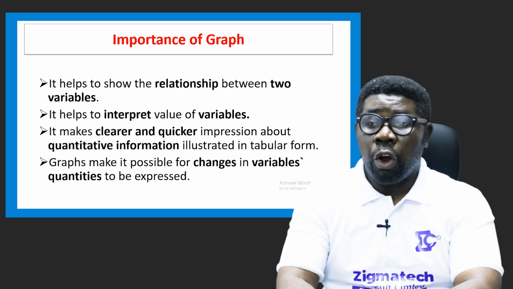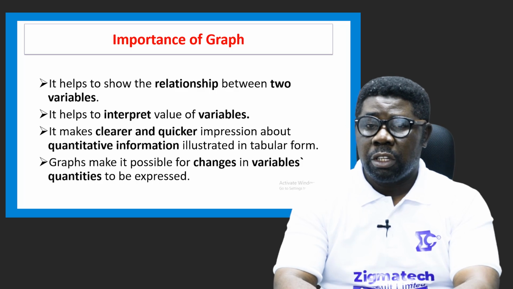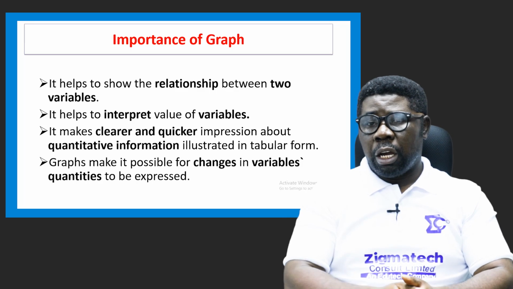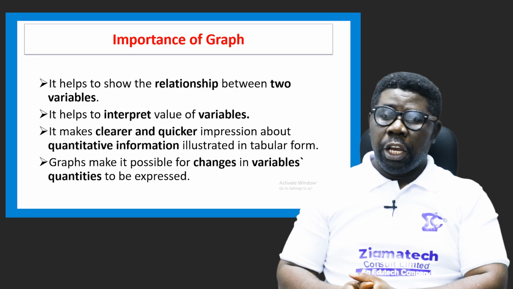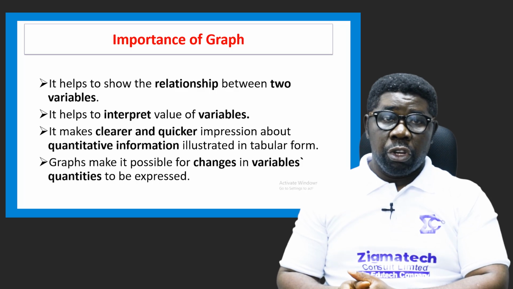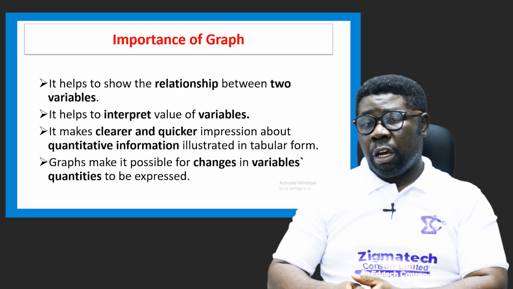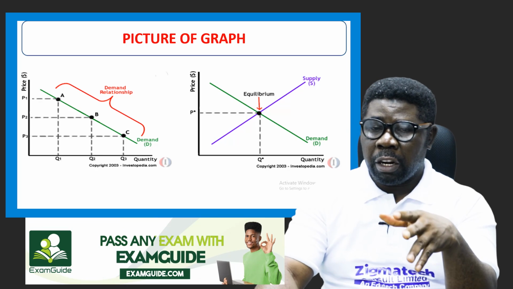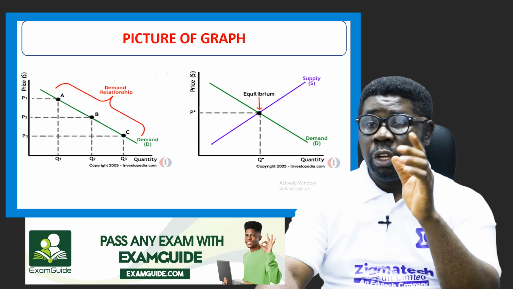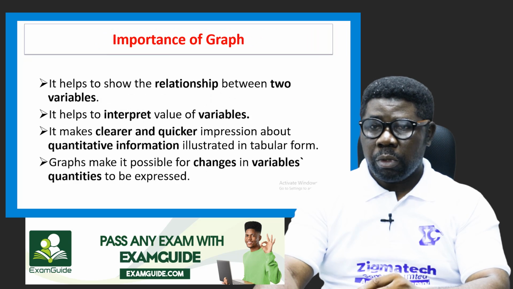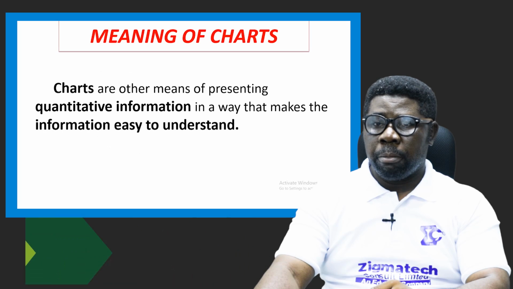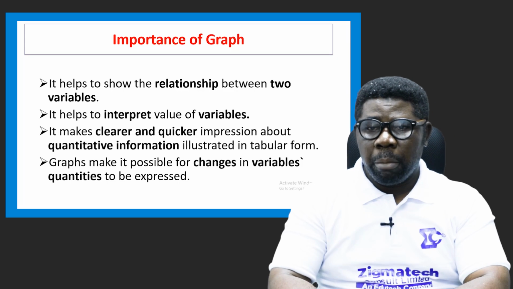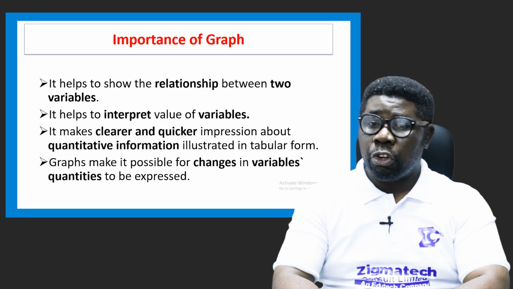How important is a graph to us as economists, all right? Even to everybody, of course. It helps to show the relationship between two variables, like I said earlier on, demand and price, supply and what? Price. It helps to interpret values of variables. You may have, okay, maybe for 2 naira, 10 was demanded, for 5 naira, 3 was demanded, for 10 naira, 1 was demanded, it can be like that, right? So it helps us to be able to interpret variables, okay?